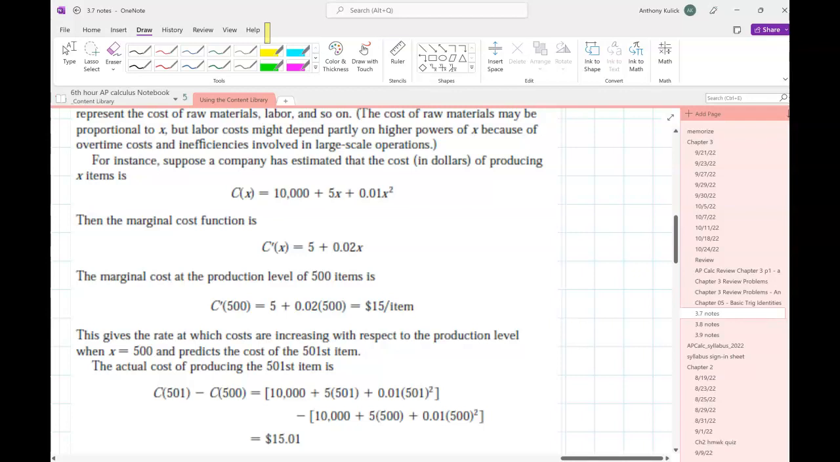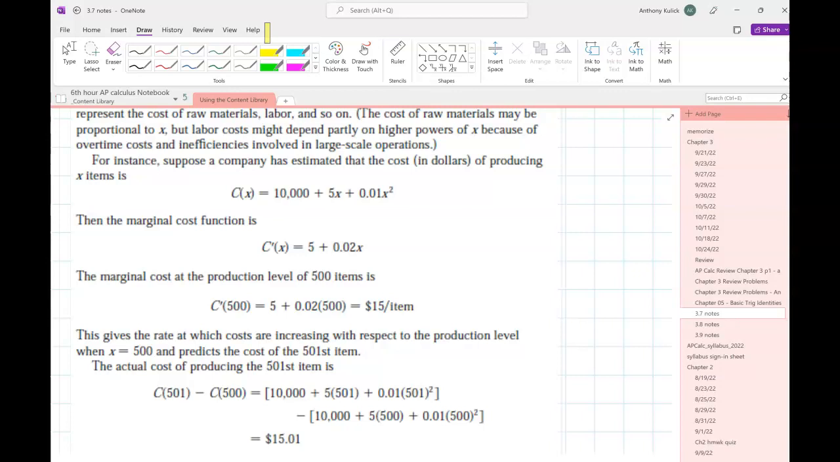For instance, suppose that a company has estimated the total cost in dollars of producing X items to be C of X equals 10,000 plus 5X plus 0.01X squared. So the marginal cost function is the derivative, 5 plus 0.02X. And the marginal cost at the production level of 500 items then is the derivative evaluated at 500, which gives us $15 per item.